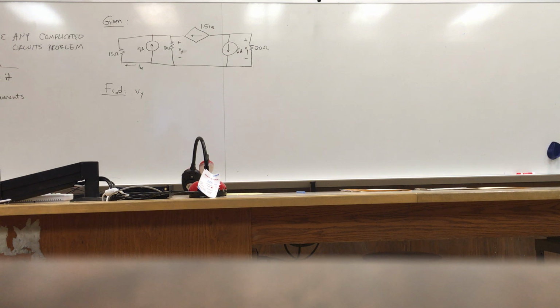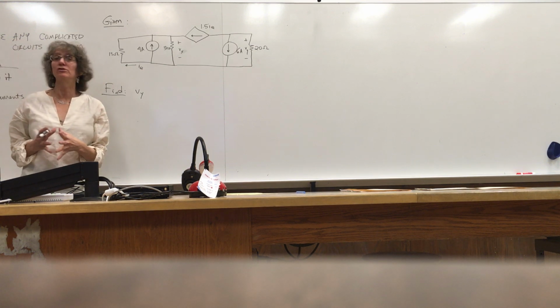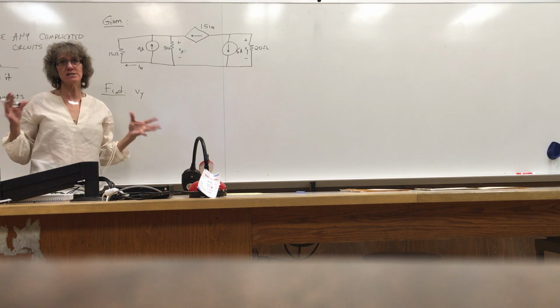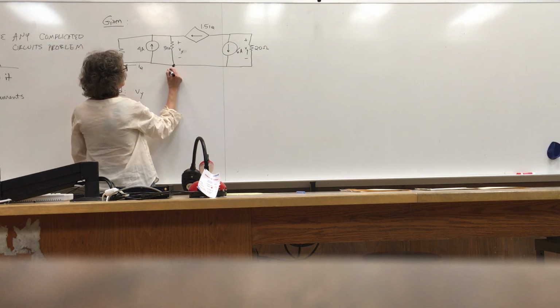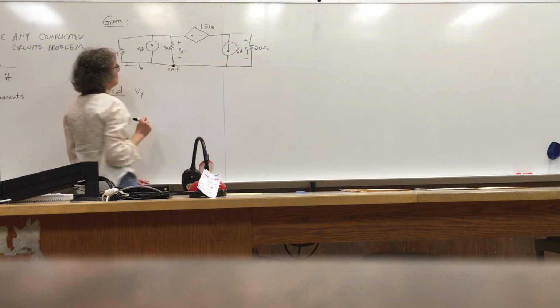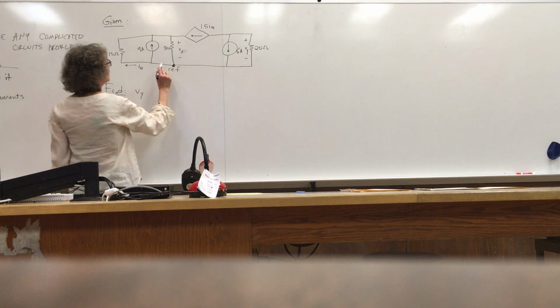Let's do node voltage. So I'm going to label the node voltages. Well, to label a node voltage, first I have to have a reference node, right? Because nothing's going to make sense unless I have a reference node. So I'll pick that as my reference. Now I can go ahead and label all the node voltages. Let me first label all the nodes.